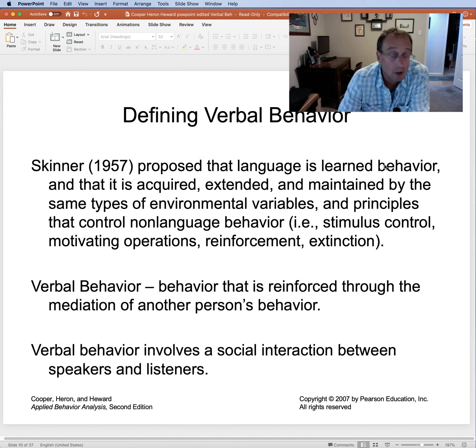Okay, so Skinner proposed that it's absolutely learned behavior and that it's acquired, extended, and maintained by the exact same types of environmental variables and principles that maintain other non-language or overt behaviors. And what's tricky here is that sometimes our thoughts, right, our private events, those are just behaviors also. We just don't push air through our vocal cords when we engage in private events or thinking. You're doing the exact same thing as talking, only not pushing air through these vocal cords.